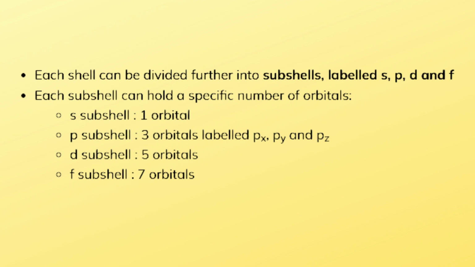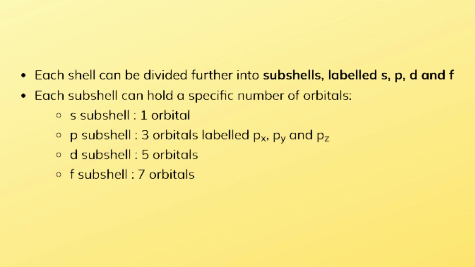These subshells are named S, P, D and F, and each subshell has its orbitals. So inside a subshell you will see orbitals. That's a specific pointed region where you will find the electrons. So orbitals are seen inside subshells, and subshells inside shells. And each subshell can hold a specific number of orbitals.